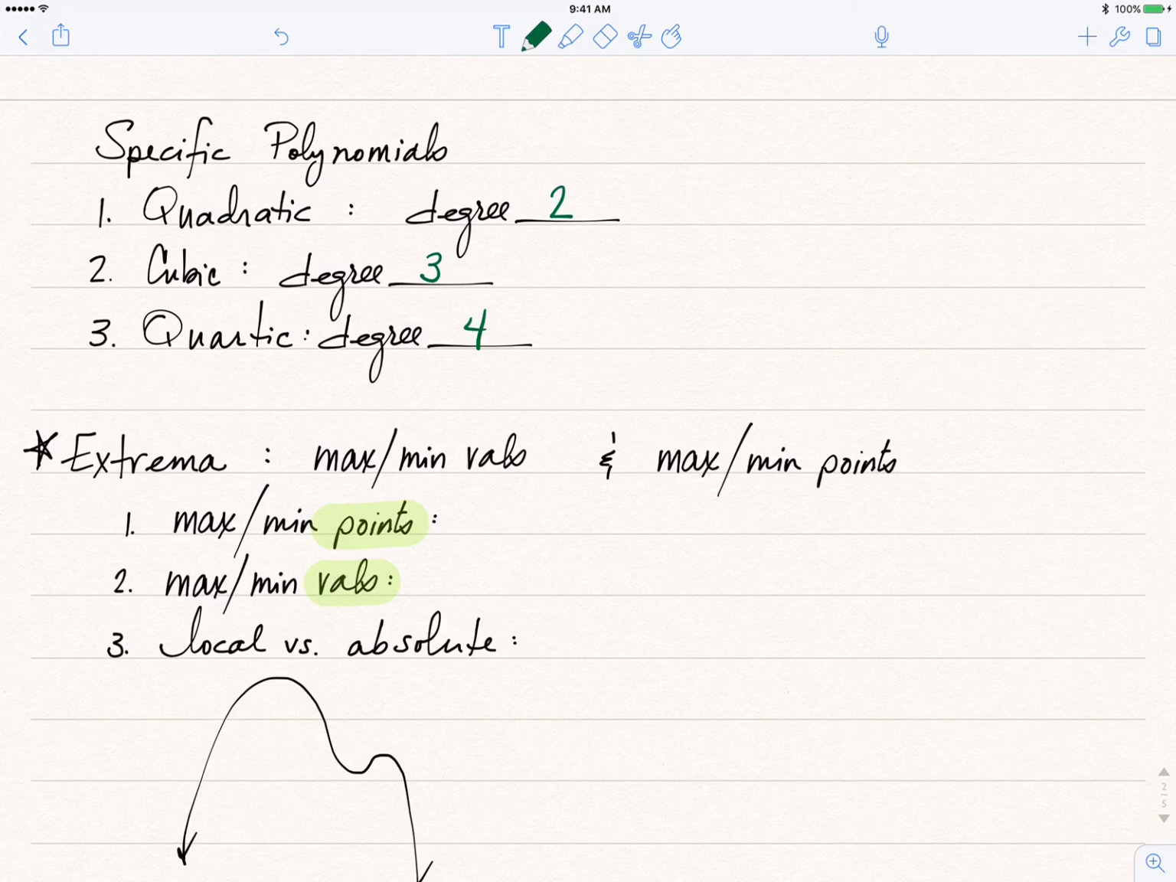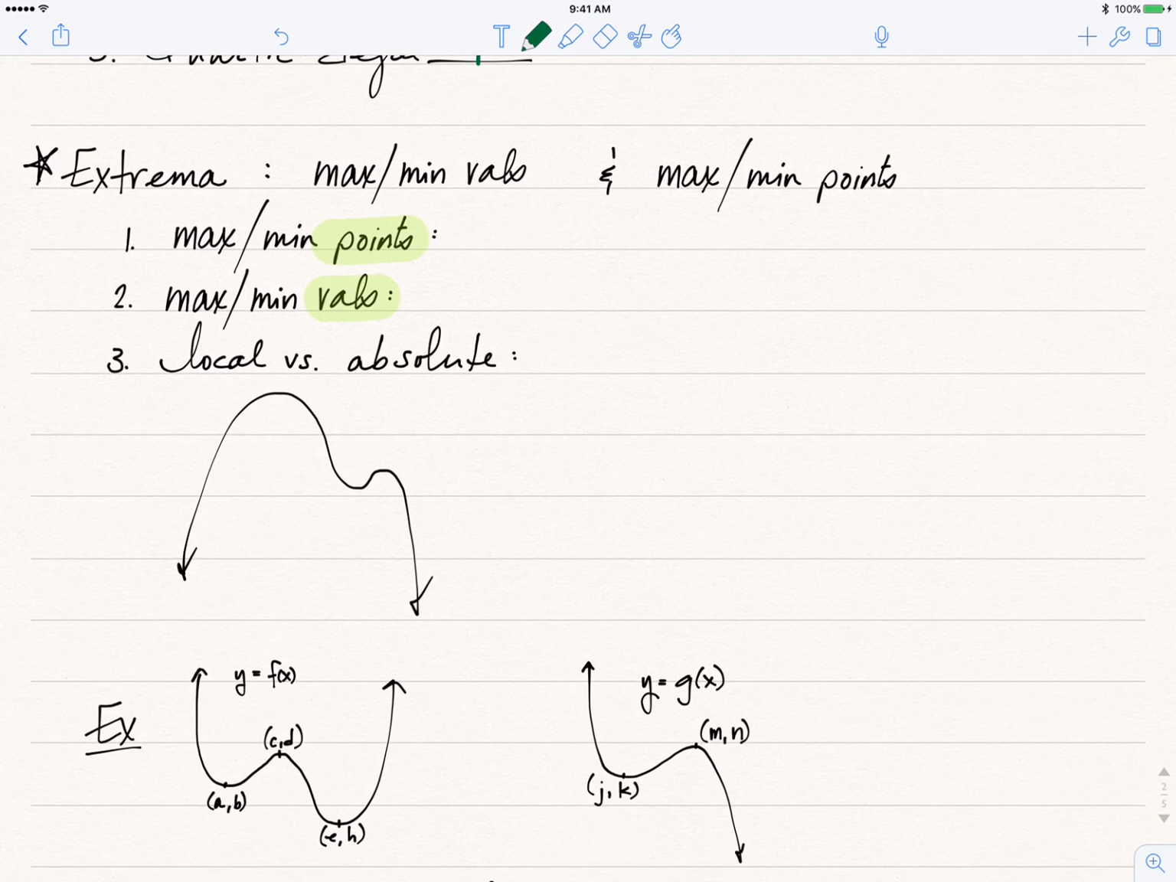Next, we've got a concept that's called extrema. These are basically our maximum and our minimum points, the highs and the lows. Now notice I've got two different phrases here. We have max and min points, and we also have max and min values. A max or min point is actually going to be a coordinate.